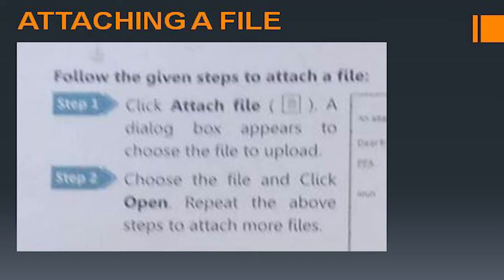Next one is how to attach a file. That means if you want to attach any files like photos or documents, let us have a look. Step 1, click on the attach file option, then a dialog box appears. Choose the file to upload. Choose the file and click on open. Repeat the above steps to attach more files. To attach more files we should repeat all the steps.